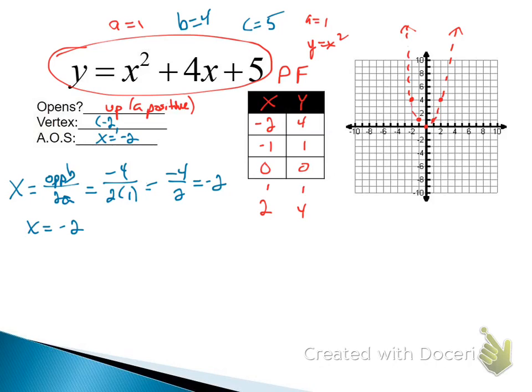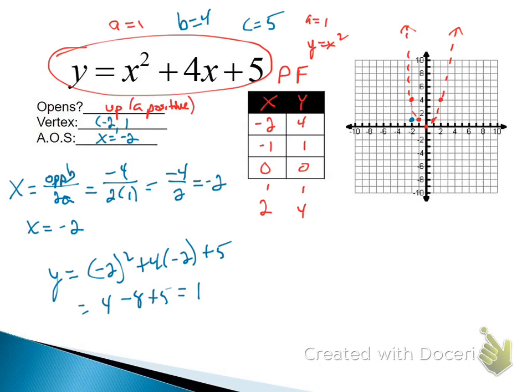So -2. Now, to find the y-coordinate, we've got to plug that into the function. So we've got to take -2 and square it, and then take 4 times -2, and work that out. -2 squared is 4. 4 times -2 is -8. So you get -4 plus 5, which is 1. So -2 comma 1. That means that our vertex for our function is -2 comma 1, which sits right here.